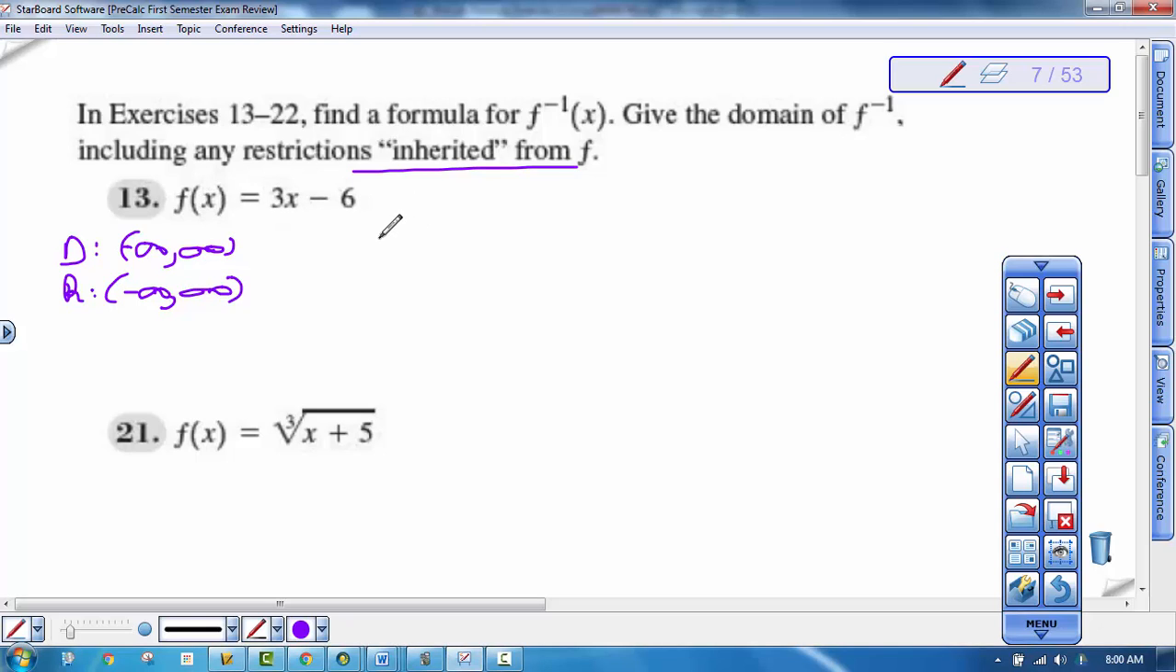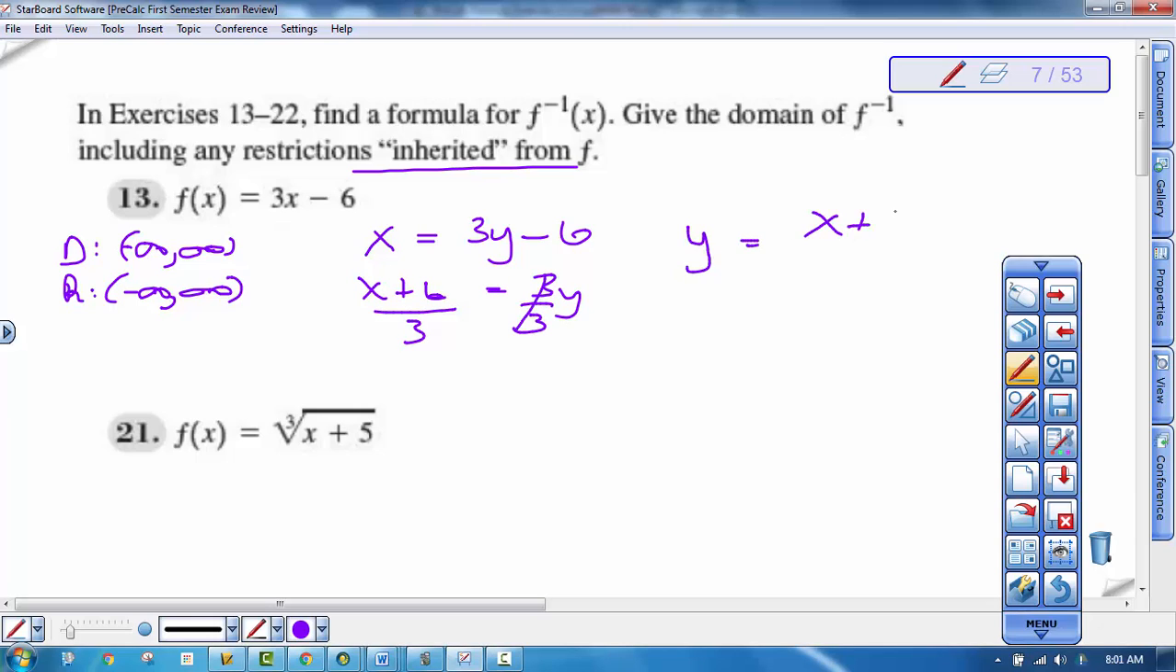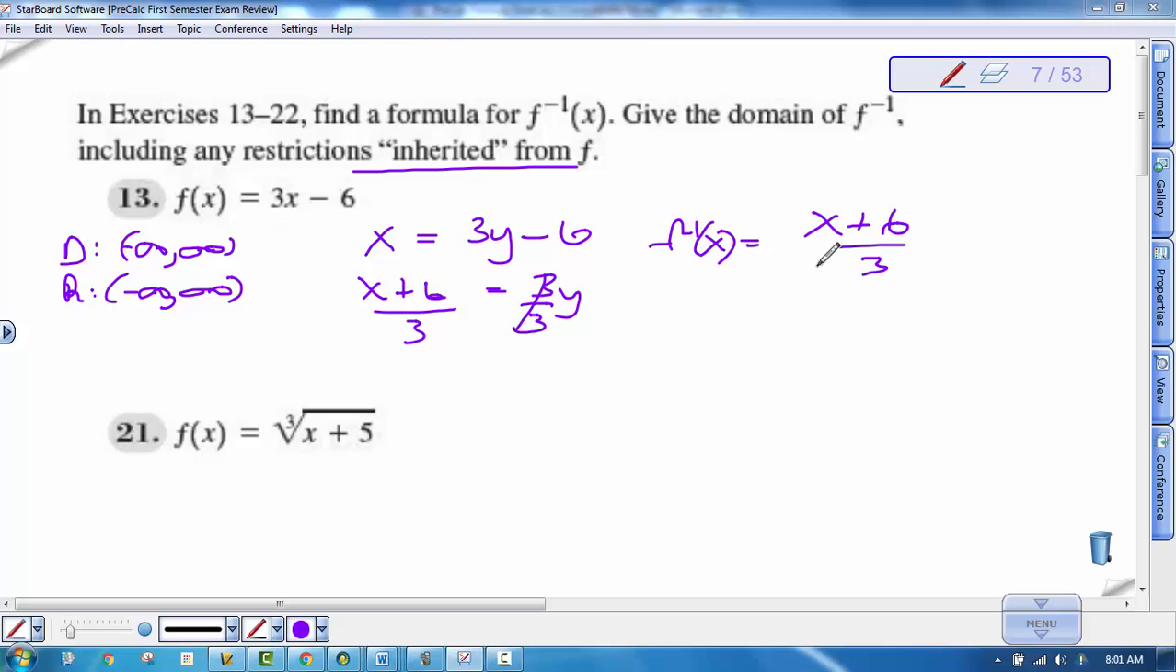So let's switch x and y here to find the inverse function. We have this. We can add 6 to both sides, and we can divide by 3. So our inverse function y is x plus 6 divided by 3, and I'll call that f inverse of x. There's our inverse function. They want the new domain. It's the range of the original, so it's just negative infinity to infinity, and that turns out to match what we have here anyway. So that wasn't very tricky.